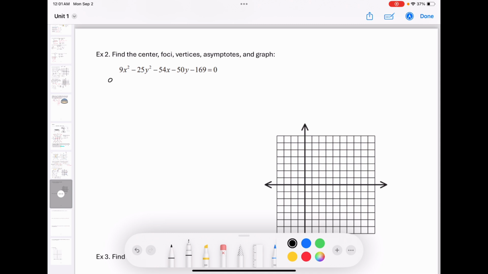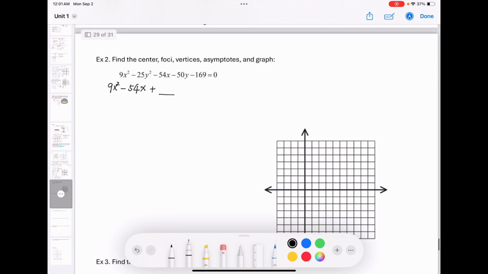We have 9x squared, then minus 54x, and then minus, so I want to leave a space here. We plus something. Then minus, we can group the y together, 25y squared minus 50y. And let's move the 169, leave a space here, plus something is equal to, move the 169 to the other side with plus 169 on both sides. I need to construct my third term.